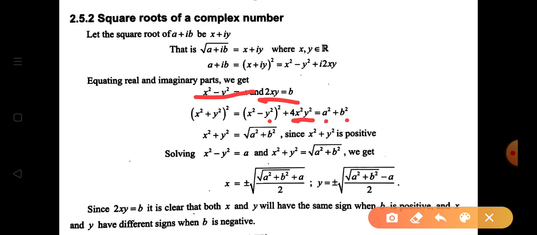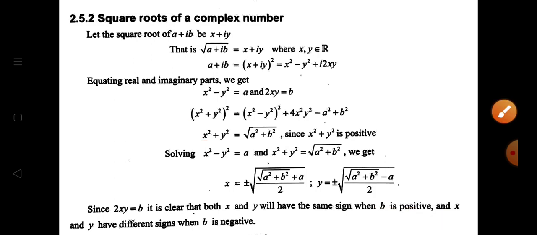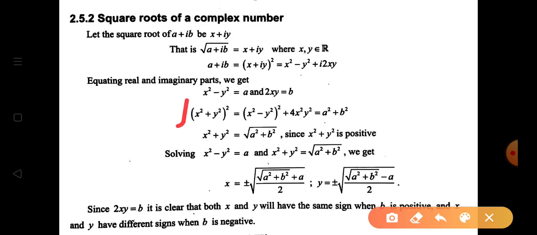Now taking square roots on both sides. Taking square roots, that is (x square plus y square) whole square within square root. What is the answer? x square plus y square. Here we take square root on both sides. Now we get x square plus y square, and on the right hand side we take the square root, so root of a square plus b square.